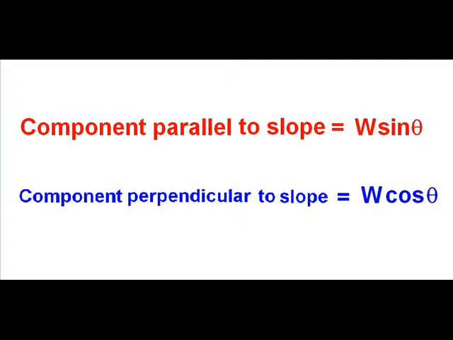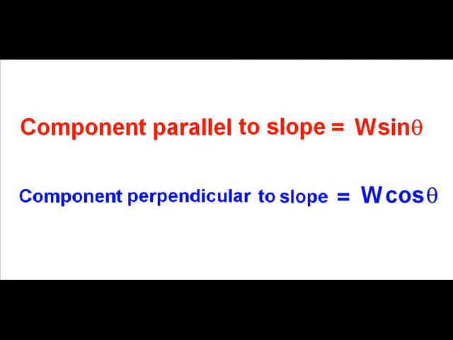So the component of weight parallel to the slope is 0 when theta is 0, small when theta is small, and it increases as theta increases towards 90 degrees. The component parallel to the slope must therefore be given by W sine theta, because the sine of 0 is 0, and as theta increases towards 90 degrees, the sine theta increases towards 1.